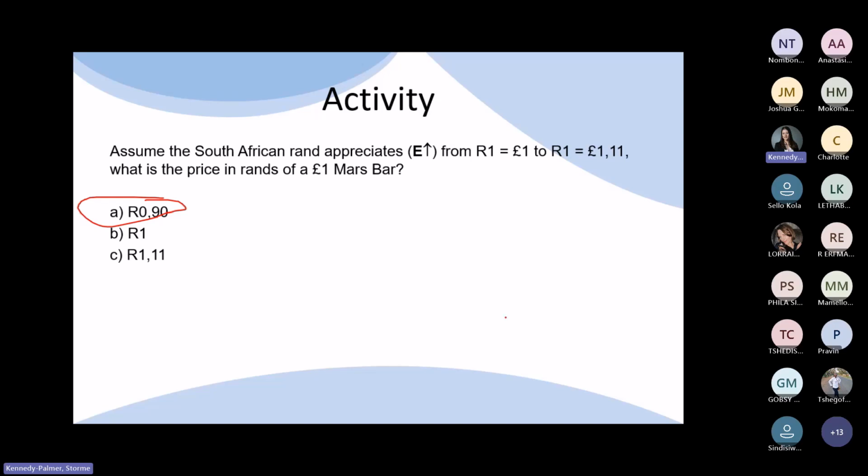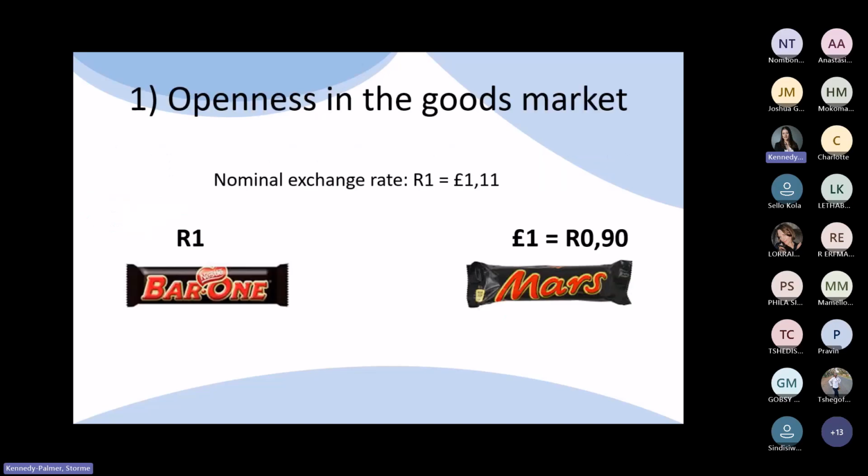So if we consider that example, you go to the shops, the Mars bar is 90 South African cents, and the Bar One is R1. They're no longer perfect substitutes. The Mars bar now costs less. And assuming that there was no change in the domestic and the foreign price levels, it's now cheaper to buy the Mars bar. The sale of the Mars bar will go up, and it's good for the British company that's producing it.